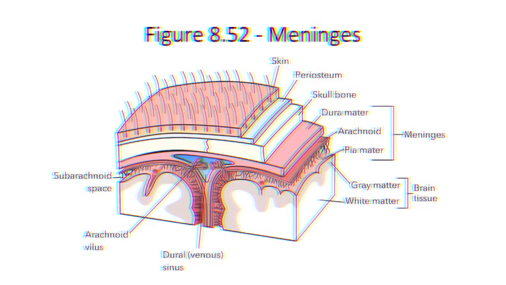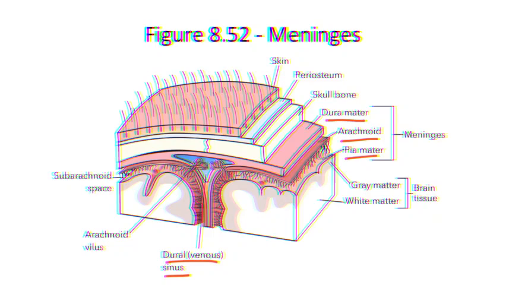This is figure 8.52 from your text, which clearly shows the meninges. Recall that the meninges are the three membranes that surround the brain and spinal cord. From superficial to deep, these include the dura mater, the arachnoid mater, and the pia mater. Notice from this image that the dural venous sinus is right here. This is formed by spaces within the dura mater.